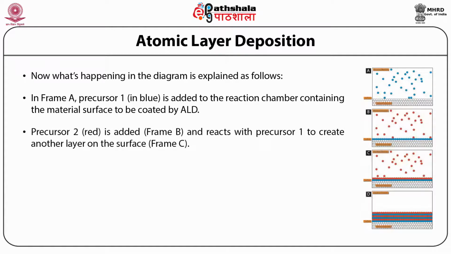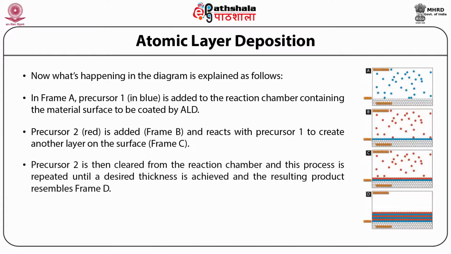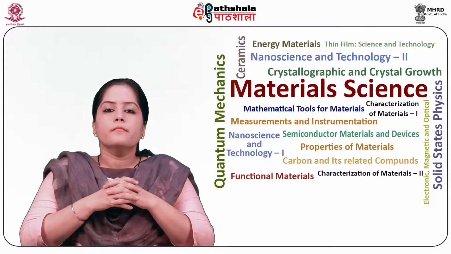Now precursor 2, which is red, is added in frame B and reacts with precursor 1 to create another layer on the surface, frame C. Precursor 2 is then cleaned from the reaction chamber, and this process is repeated until a desired thickness is achieved and the resulting product basically resembles frame D.